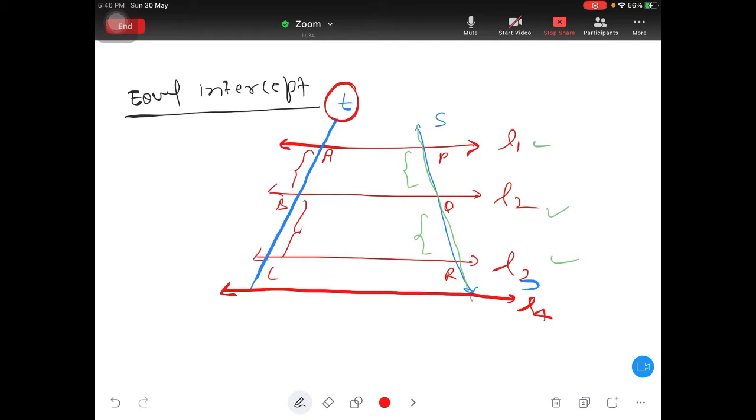So there is something called the equal intercept property. That's why the topic name is equal intercept. What does it mean? The equal intercept property says that whatever is your AB and whatever is your BC, whatever is your CD, if these three are the same, then they will also make equal intercepts on another transversal.